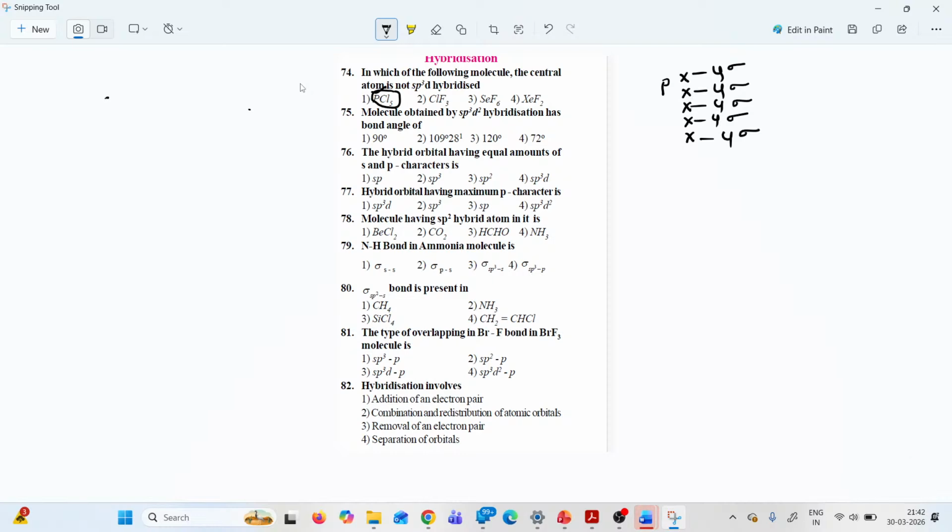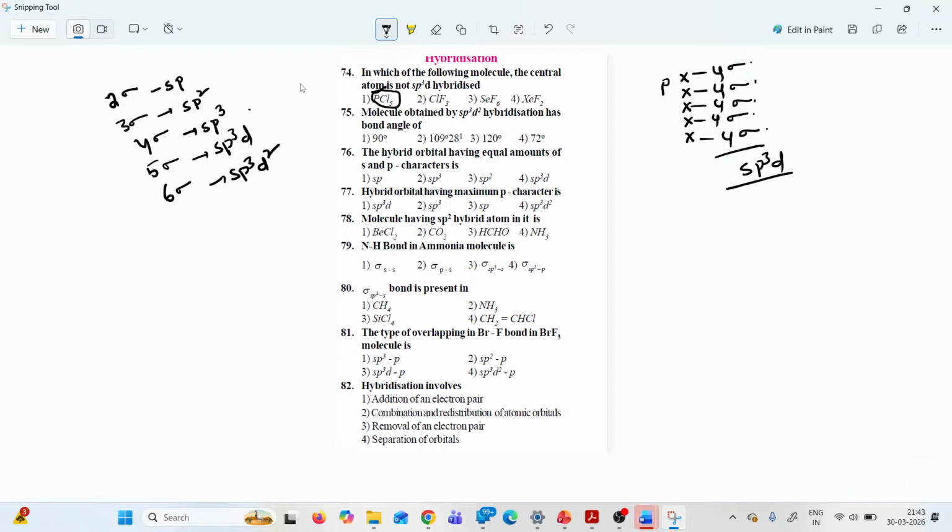Remember this: if 2 sigma bonds are there, that is sp hybridization. If 3 sigma bonds, sp2. If 4 sigma bonds, sp3. If 5 sigma bonds, sp3d. If 6 sigma bonds, sp3d2. So here, how many sigma bonds are there? 1, 2, 3, 4, 5. Five sigma bonds means sp3d hybridization.